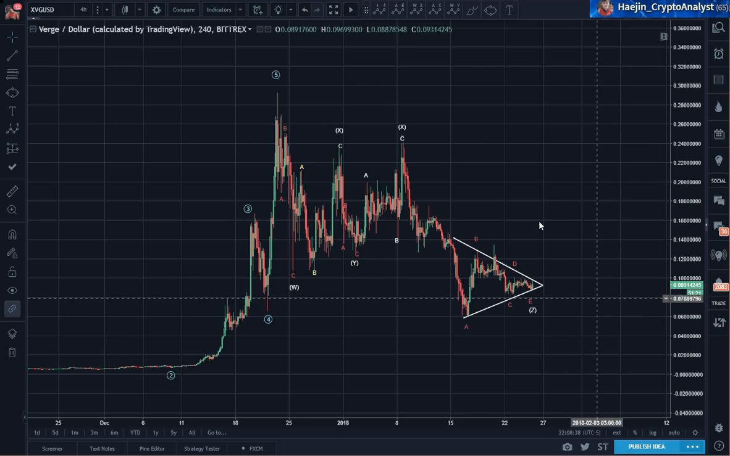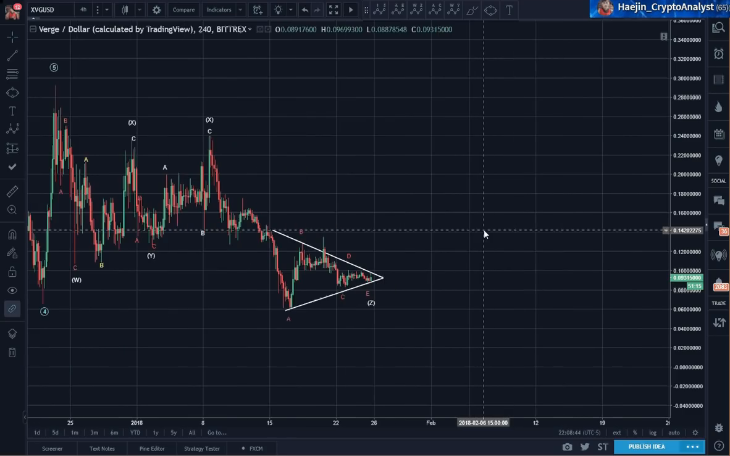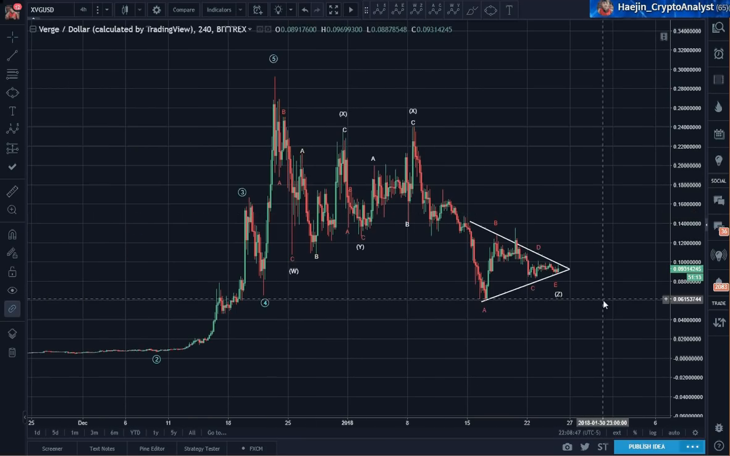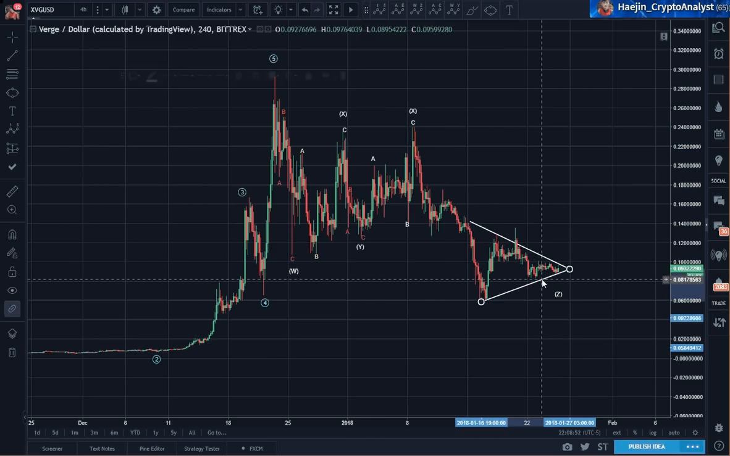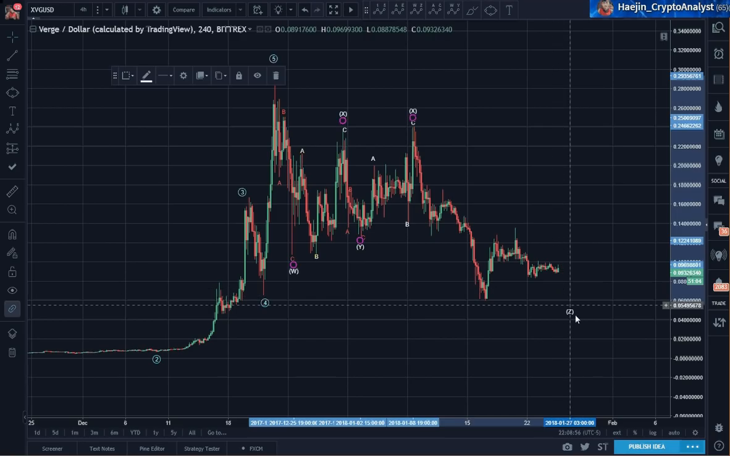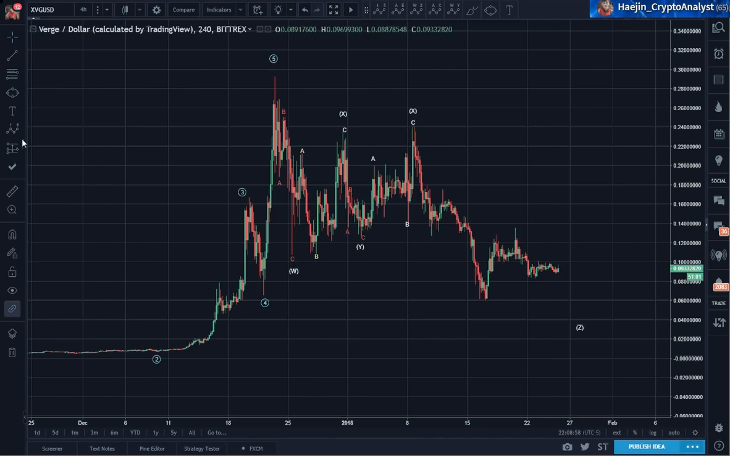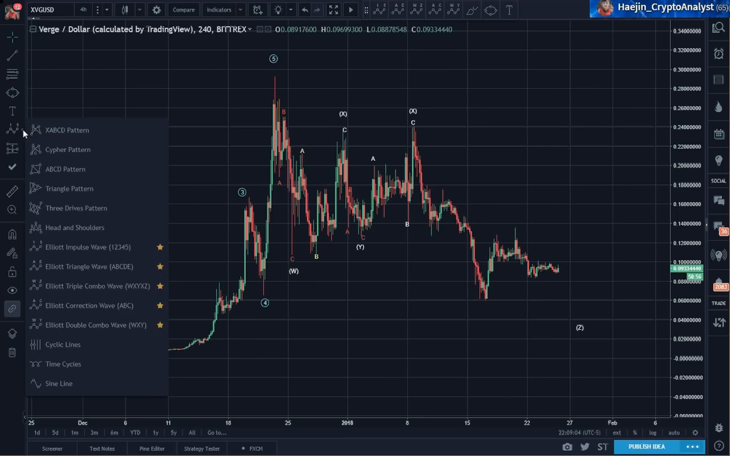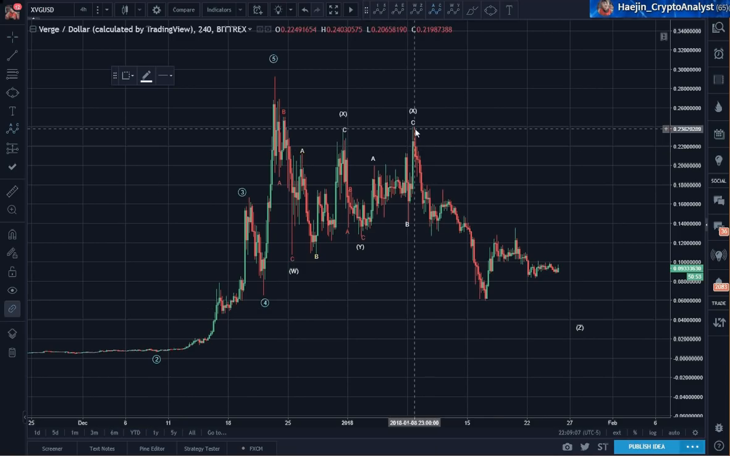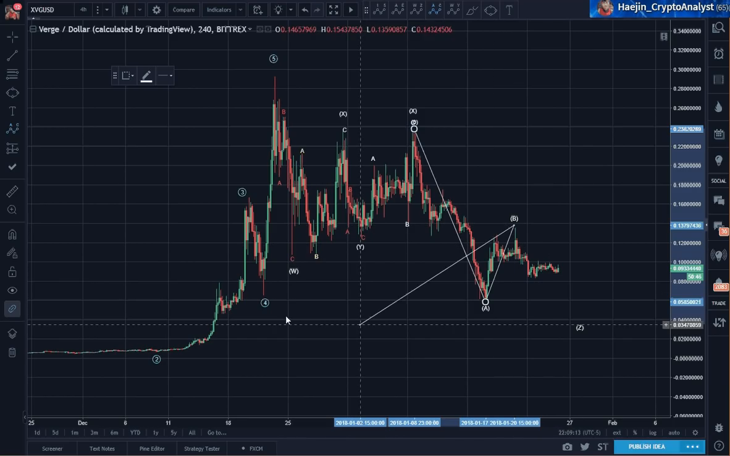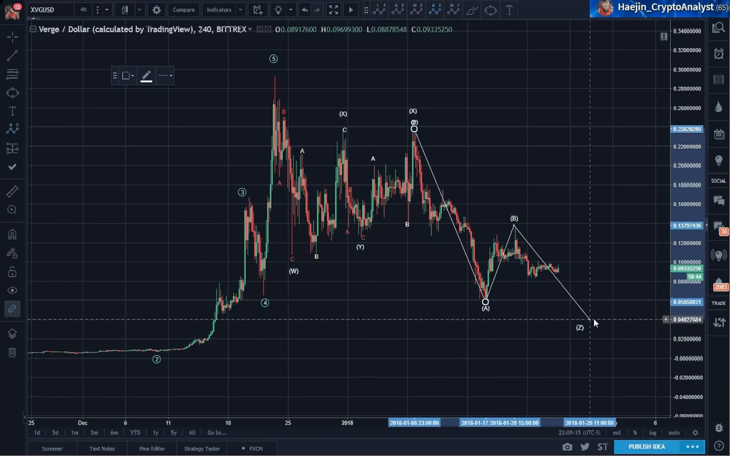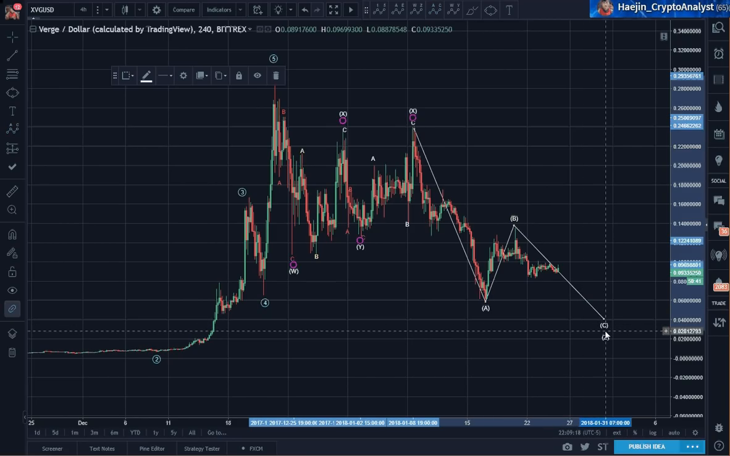Now, if Bitcoin brings the market one more lower low, the other way to look at this is to say, okay, instead of the triangle, what we could be looking at is a zigzag as the final touchdown. A, B, C for the zigzag.